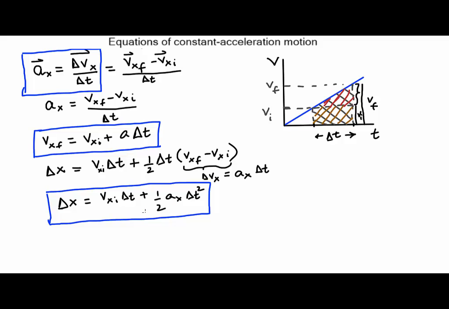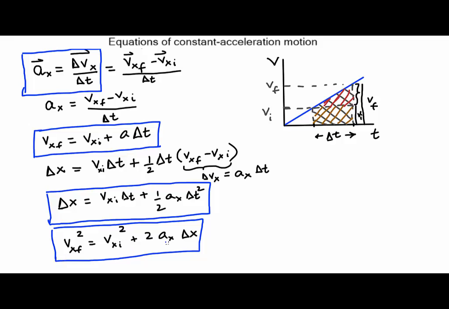And my final equation, I'm not going to derive it, but I can tell you that using these two equations, we can eliminate delta t. Just solve for delta t in this equation and plug that into this equation and simplify algebraically, and that'll give me vxf squared equals vxi squared plus 2 times ax times delta x. So this is useful if I don't know the time duration for an object, but I know how far it went, what the initial velocity was and the acceleration was. This is useful in solving for the final velocity.